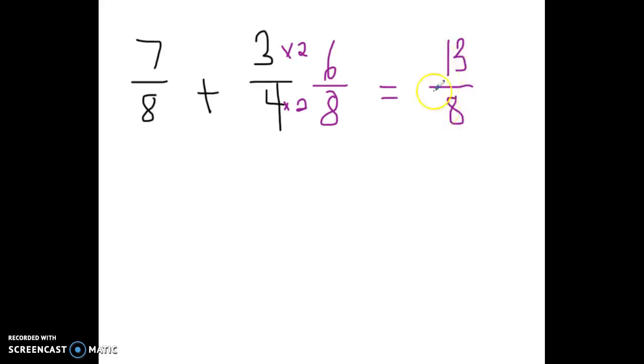So I know I can pull out one group of 8/8, so that's one whole. If I count 8, 9, 10, 11, 12, 13, I know I have 5 left. So 1 and 5/8 is equivalent to 13/8. This is written as a mixed number, and this is written as an improper fraction. So what we're going to do today is figure out how to add fractions and then turn them back into mixed numbers.